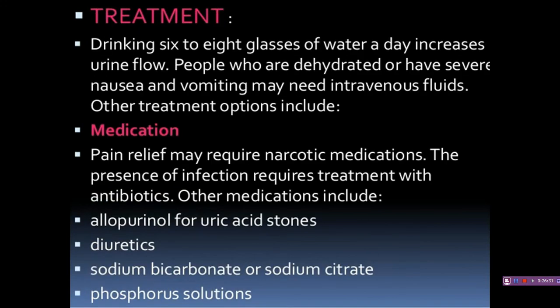Treatment: taking 6 to 8 glasses of water per day increases the urine flow. People who are dehydrated or have severe nausea and vomiting may need IV fluid, and other medication includes pain management, which requires narcotic medication. In presence of infection, antibiotic treatment is required. Other medication includes allopurinol for uric acid stone, diuretics, sodium bicarbonate or sodium citrate, and phosphorus solution.